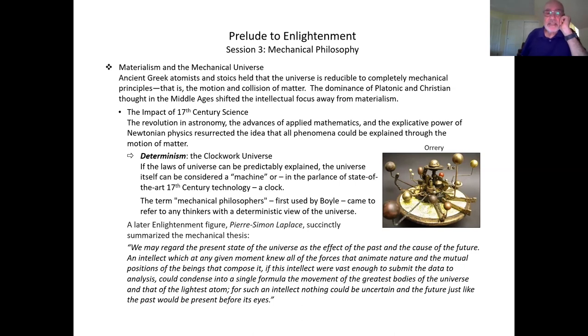We may regard the present state of the universe as the effect of the past and the cause of the future. So in relation to the past, it's an effect. In relation to the future, it's a cause. An intellect which at any given moment knew all of the forces that animate nature and the mutual positions of the beings that compose it, if this intellect were vast enough to submit the data to analysis, like the mind of God, could condense into a single formula the movement of the greatest bodies of the universe and that of the lightest atom. For such an intellect, nothing could be uncertain, and the future, just like the past, would be present before its eyes.